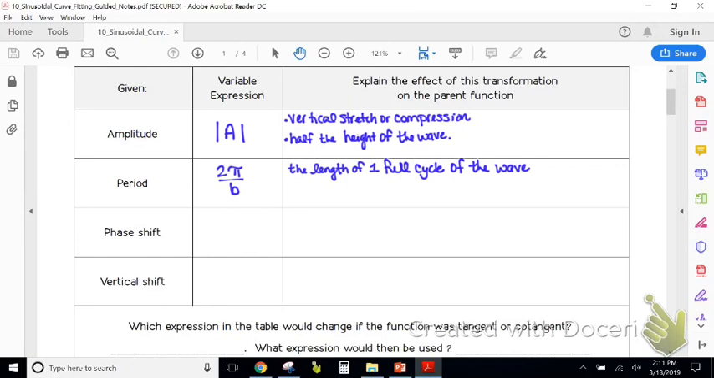What is the phase shift? Yeah, that's the same as a horizontal shift. So it's found by taking C over B, which I think somebody was about to say, or it's the same as our H. So it is our horizontal shift.